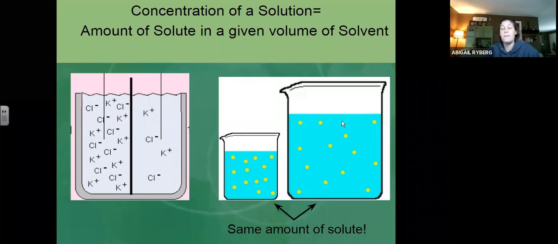If you look in the bigger beaker, again, it has the same amount of sugar, but way more water. My twins would probably not like that as much because it doesn't taste as sweet. So that is an example of the concentration of a solution.